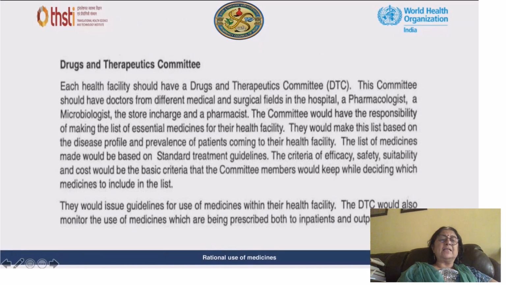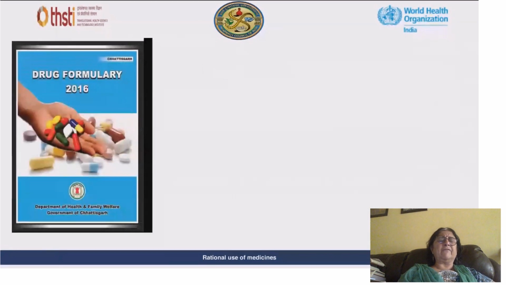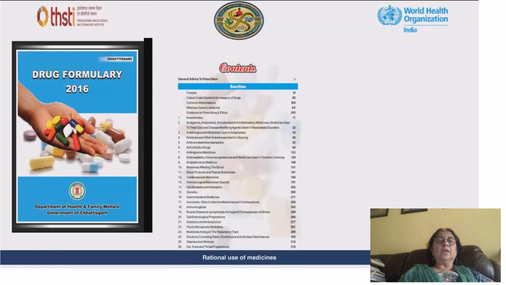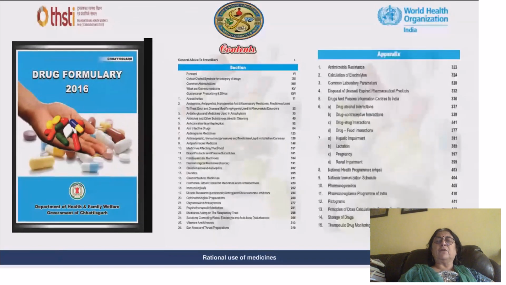They would make this list based on disease profile and prevalence of patients coming to their health facilities. The list of medicines made would be based on standard treatment guidelines. The criteria of efficacy, safety, suitability, and cost would be the basic criteria that the committee members would use, the same guidelines as we have in the national list. There is a drug formulary, for example, in Chhattisgarh, the same as we have the national formulary.